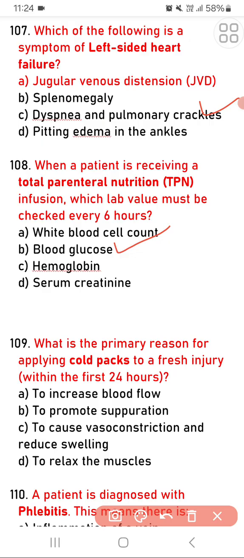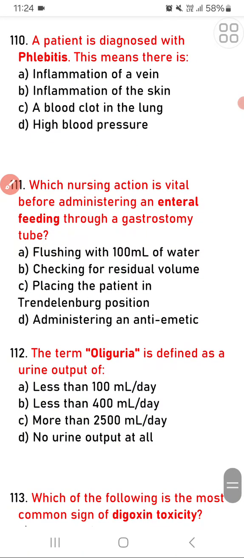What is the primary reason for applying cold packs to a fresh injury within the first 24 hours? To cause vasoconstriction and reduce swelling. A patient is diagnosed with phlebitis. This means there is inflammation of a vein.